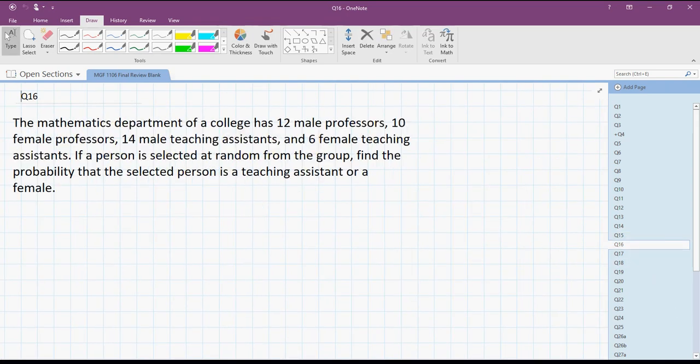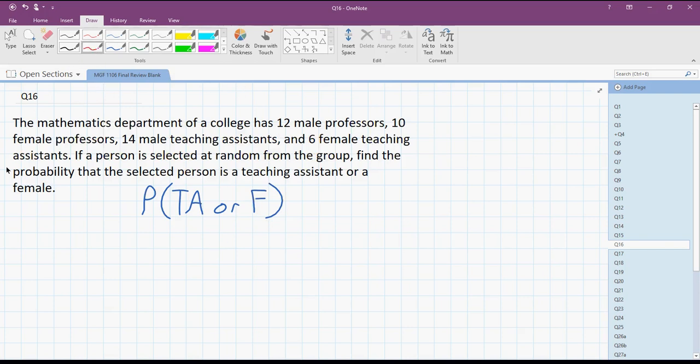All right, 16. So this is the one that Brandon mentioned a moment ago. It says the mathematics department of a college has 12 male professors, 10 female professors, 14 male teaching assistants, and 6 female teaching assistants. If a person is selected at random from the group, find the probability that the selected person is a teaching assistant or female. So again, this is an or. We want the probability of being a TA or female.